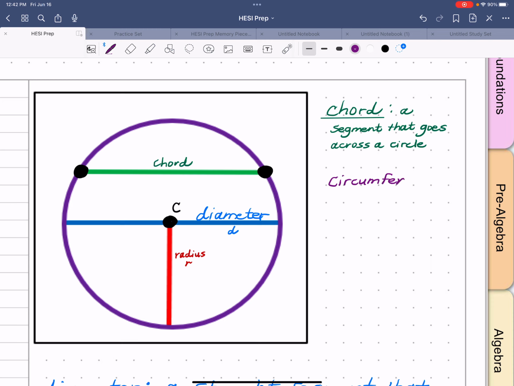We don't find the perimeter of a circle. You can only find a perimeter if you have vertices, if you have corners on your polygon. A circumference is the distance around a circle.